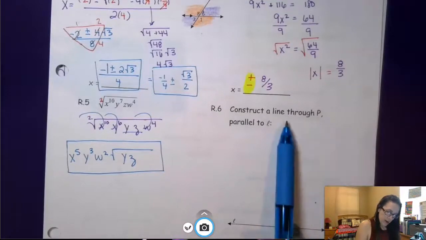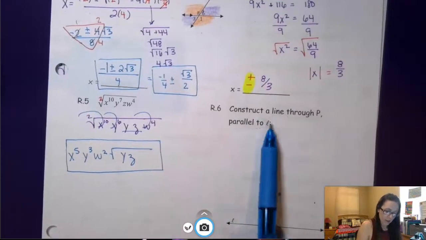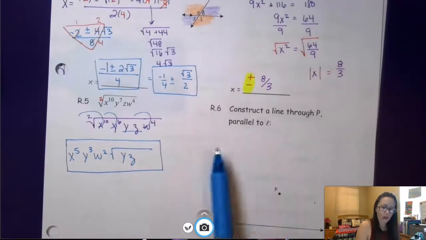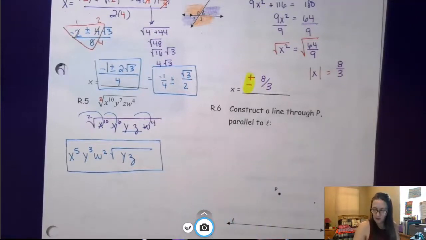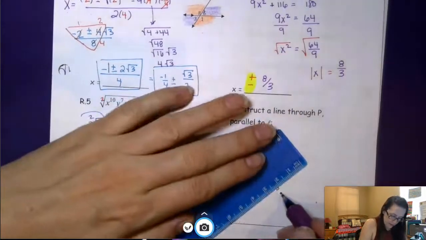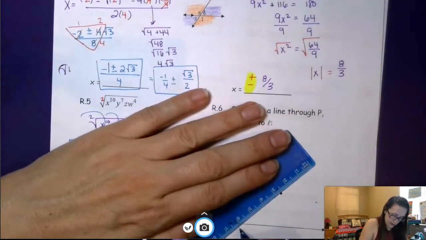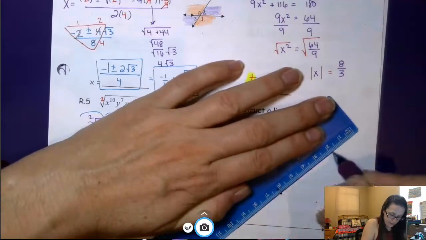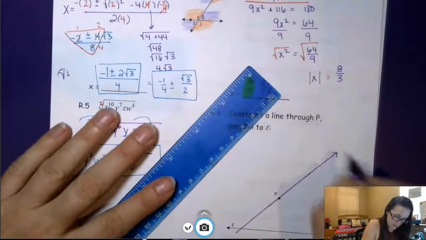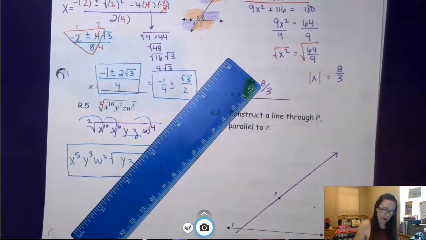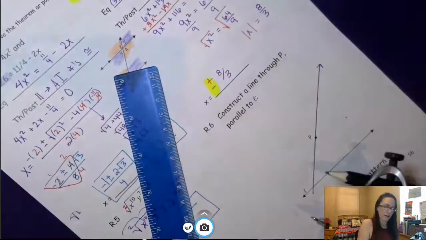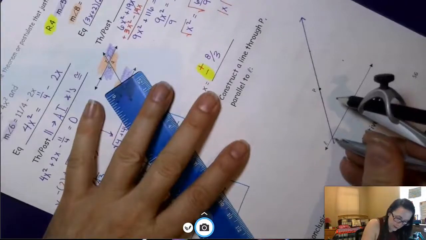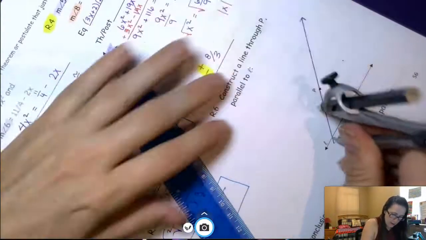Construct a line through P parallel to L. So again, this should be review. Hopefully you guys remember and can do this on your own. I'm going to draw a line that intersects the first line and point P. Now, the second thing I'm going to do is put an arc on the angle that I have created. An arc here.